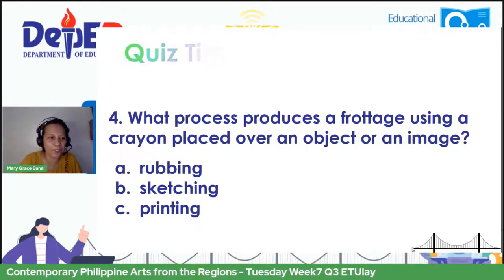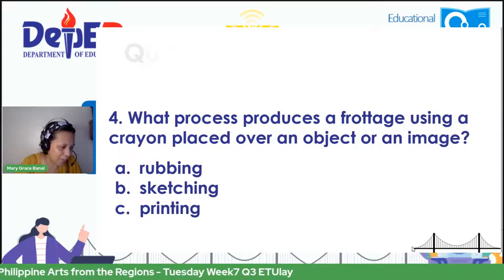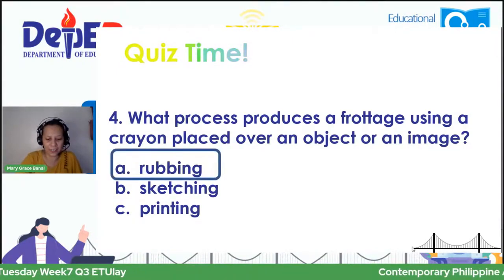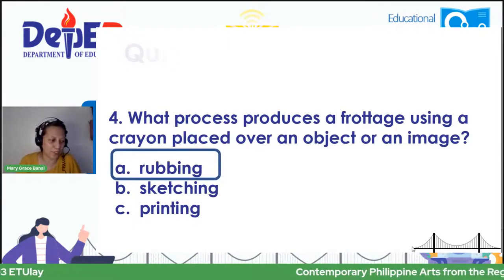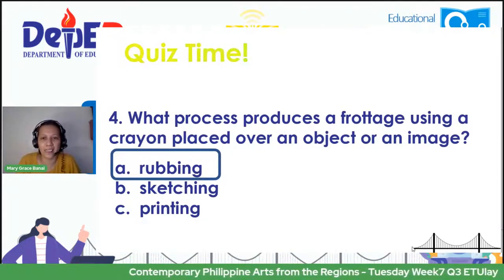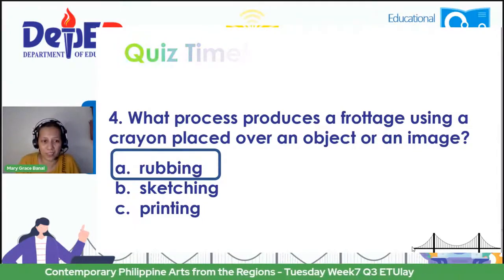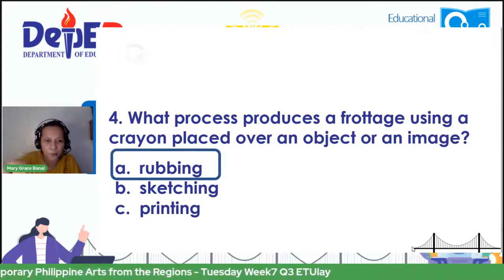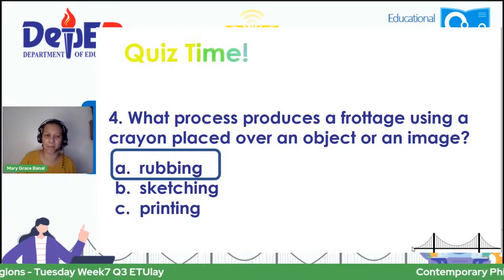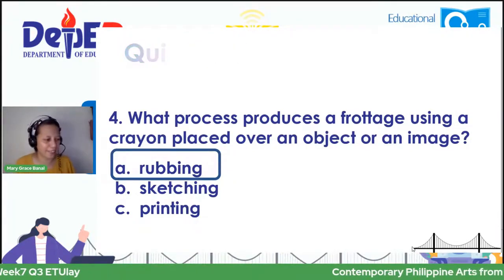Okay, so the answer for number 4 is letter A, rubbing. So that is the process used in the technique called frottage. Okay, you rub the crayon over the paper that is placed over an object or an image. Ginagawa natin sa piso nung bata pa tayo, ano?